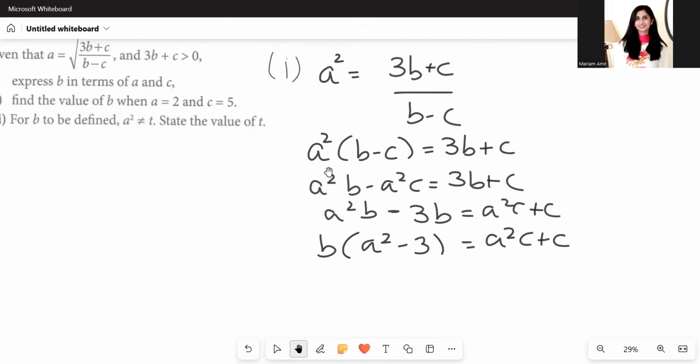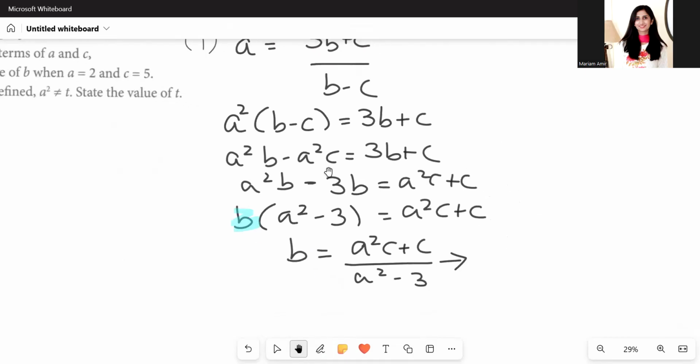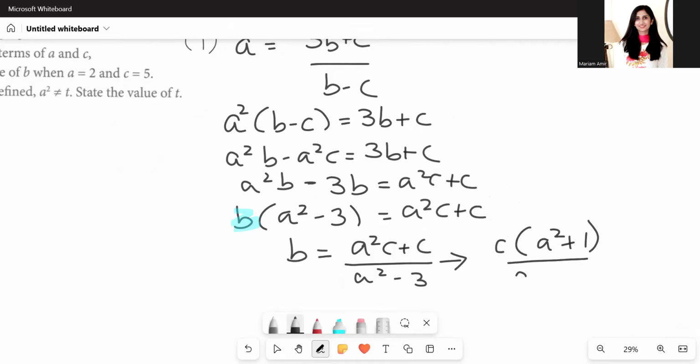Okay. So we need to make b the subject. So I'll do b equals, what should be the final answer? Yeah, a squared c plus c upon a squared minus 3. And a better answer is always a factorized answer. So a better answer would be c, also outside of the bracket, a squared plus 1 upon a squared minus 3. This is even a better answer than this because the examiner always prefers a factorized answer.